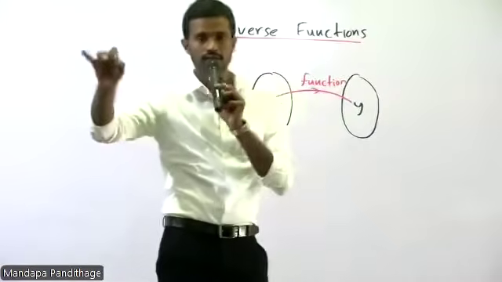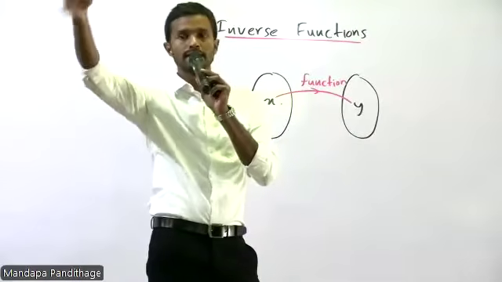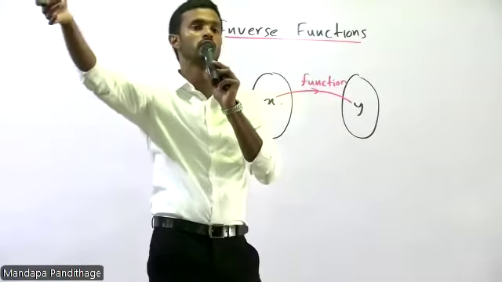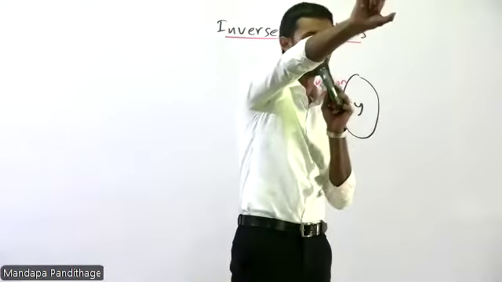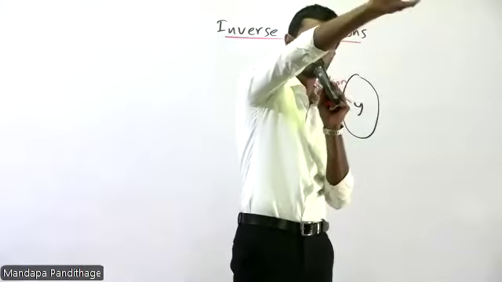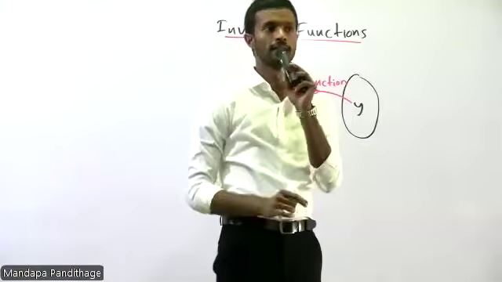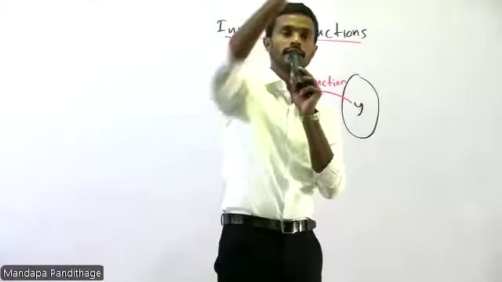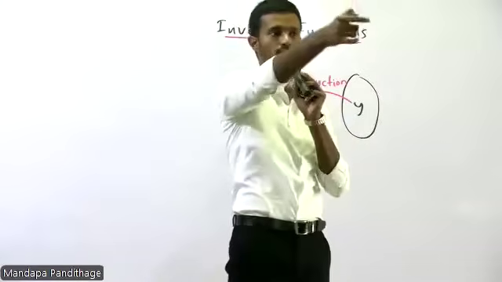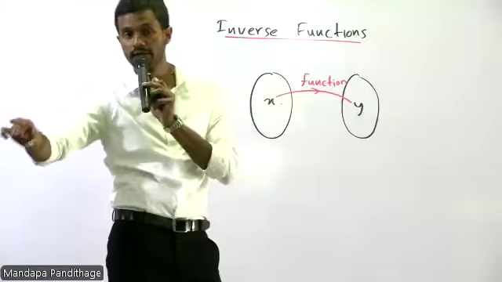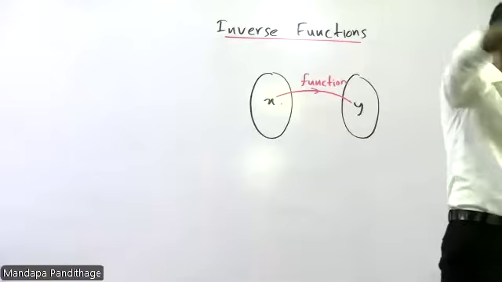If I say that the function is multiplying by 2, what is the mathematical opposite of multiplying by 2? It's dividing by 2. If the function adds 1 to the variable, plus 1, what is the mathematical opposite of plus 1? It's minus 1. So what is meant by the inverse function? The inverse function is doing the opposite of the mathematical operation done by the function. So if the function multiplies by 2, the inverse divides by 2. If the function adds 1, the inverse subtracts 1.